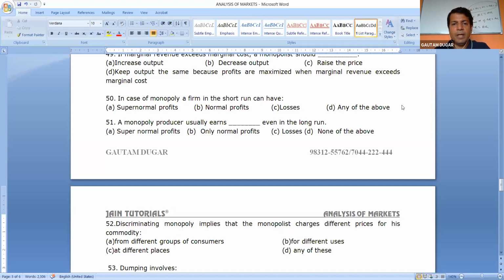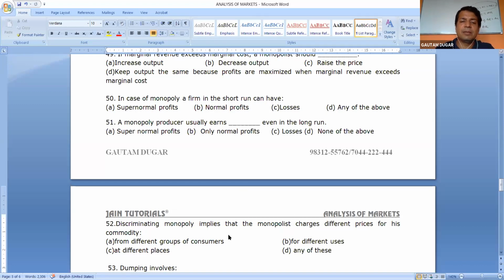51. A monopoly firm usually earns dash even in the long run. Usually earns. Make sure, we're not talking about always, we're talking about usually. Normally, whether short run or long run, usually a firm will earn supernormal profit. But remember, that is a usual condition, not a necessary condition. Coming to 52.